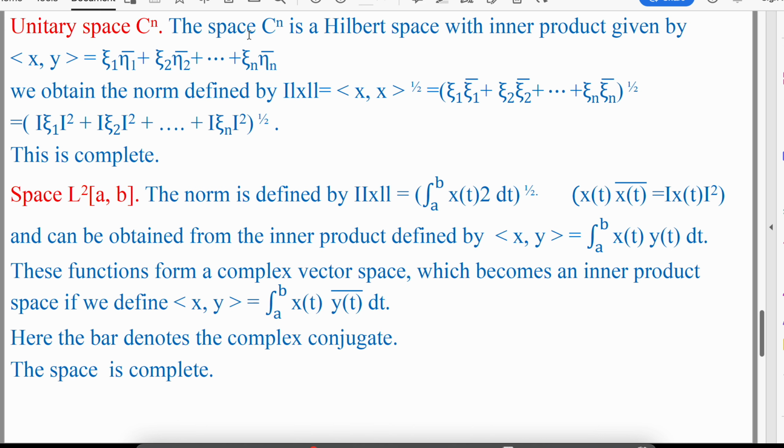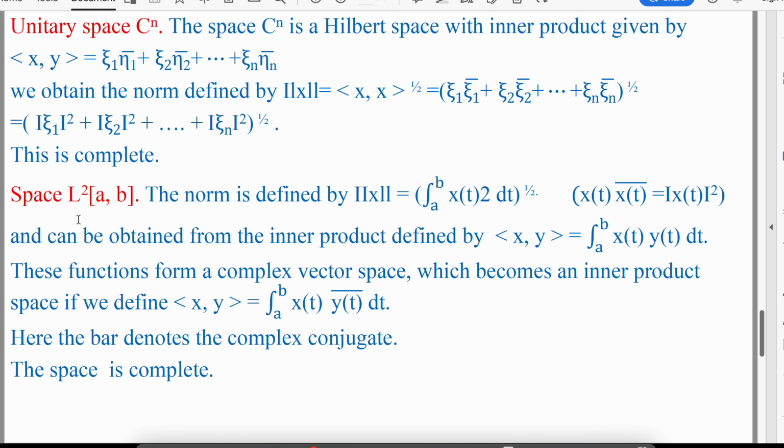The space Cn is a Hilbert space with the inner product defined like this. Here the inner product of x and y is xi1 eta1 bar plus xi2 eta2 bar plus up to xi n eta n bar. We obtain the norm defined as norm x equal to the square root of xi1 xi1 bar plus xi2 xi2 bar plus up to xi n xi n bar. Or on simplification we will get the square root of modulus of xi1 square plus modulus of xi2 square plus up to modulus of xi n square.